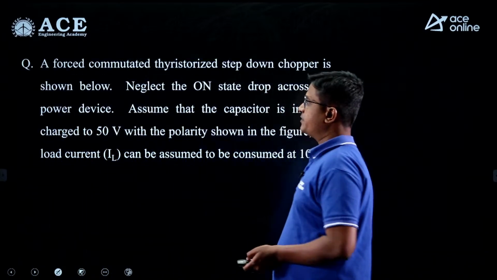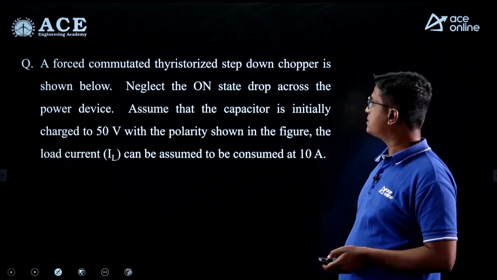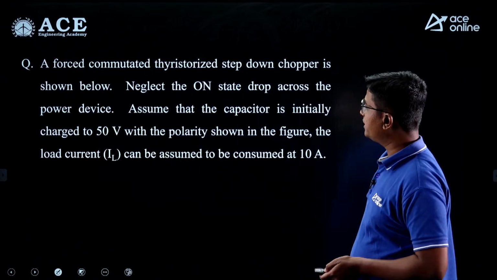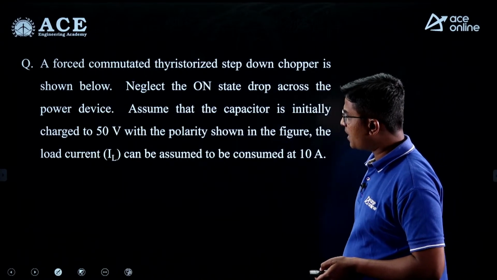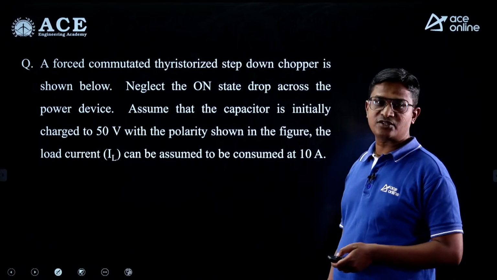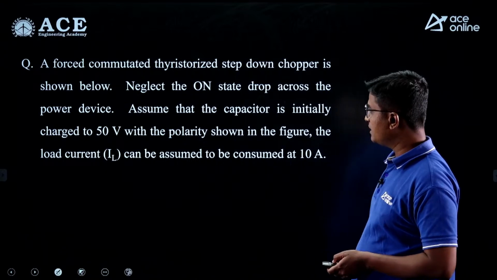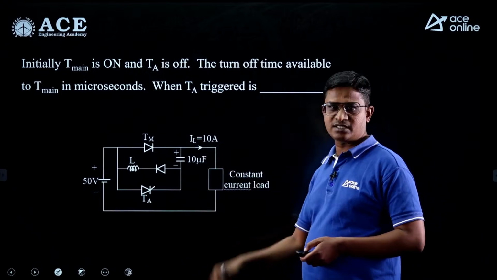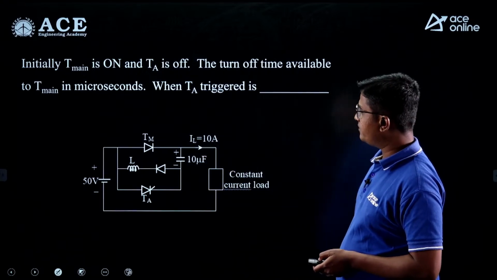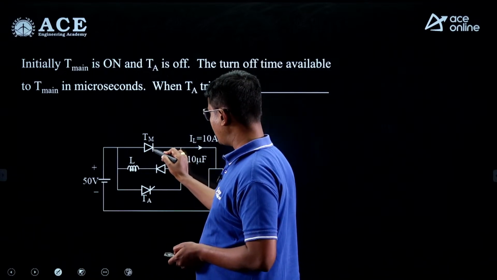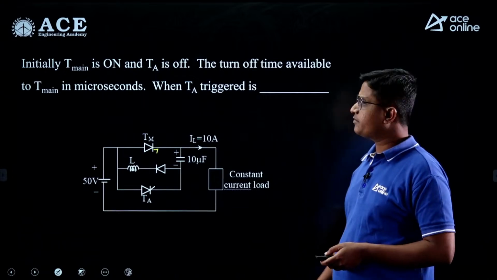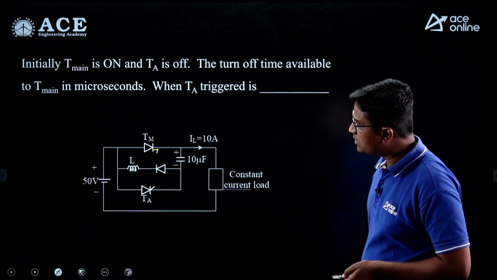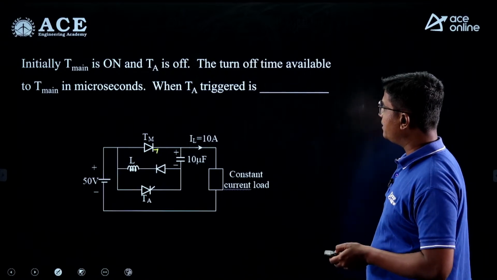Next question. A forced commutated thyristorized step down chopper is shown below. So this is the circuit diagram they have given. Neglect the on state drop across the power device. Assume that the capacitor is initially charged to 50 volt as shown in the figure. The load current can be assumed to be constant at 10 ampere. Initially the T main, that is the main thyristor, this is a thyristor, this is not a diode, is on and TA, the auxiliary thyristor, is in off state. The turn off time available to the main thyristor in microsecond when TA is triggered is.